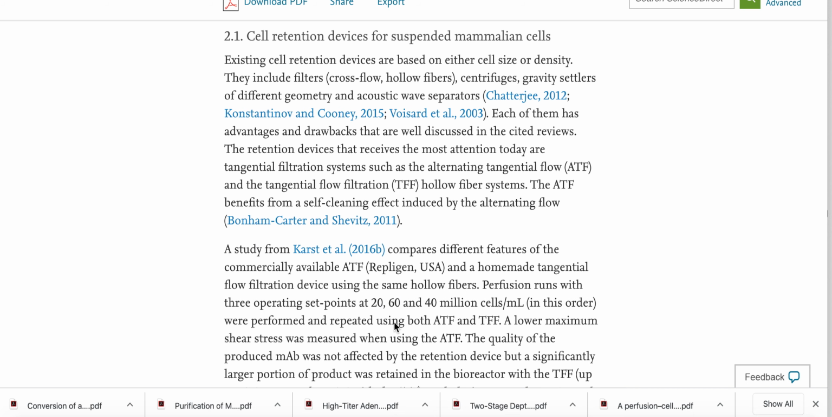Cell retention devices for suspended mammalian cells. Existing cell retention devices are based on either cell size or density. They include filters, cross-flow hollow fiber, centrifuges, gravity settlers of different geometry, and acoustic wave separators. Each of them has advantages and drawbacks that are well discussed in the cited reviews. The retention devices that receive the most attention today are tangential filtration systems such as alternating tangential flow and tangential flow filtration hollow fiber systems. The ATF benefits from a self-cleaning effect induced by the alternating flow.